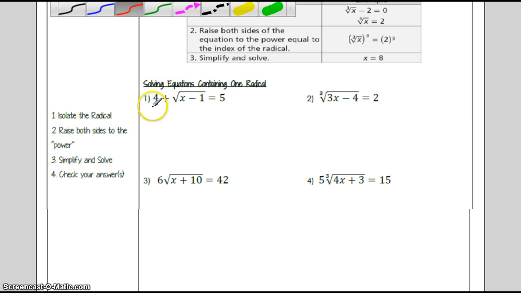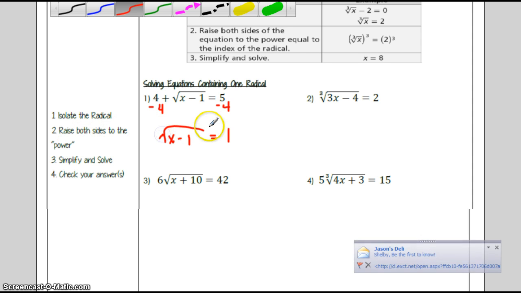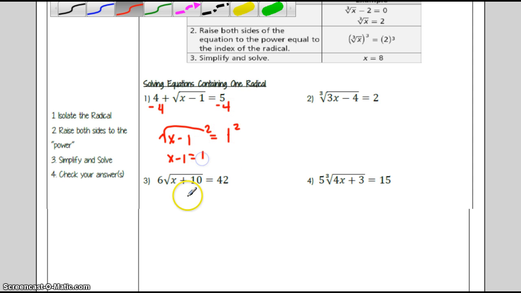So here's our steps over off to the side. So to isolate, we would subtract 4. So a lot of this is really just solving, or a lot of just your basic algebra skills. The next one, raise the power to get rid of the radical. Well, this is just a square root, so we're going to square both sides. So we have x minus 1 equals, and this 1 squared is 1. And then simplify or solve. So we're going to add 1. So x equals 2.